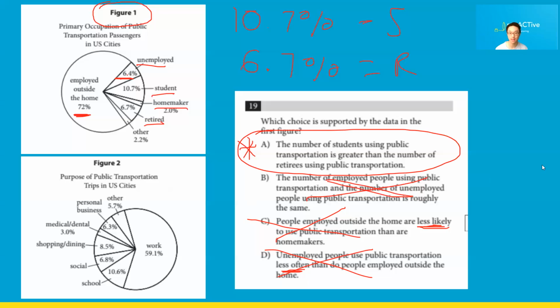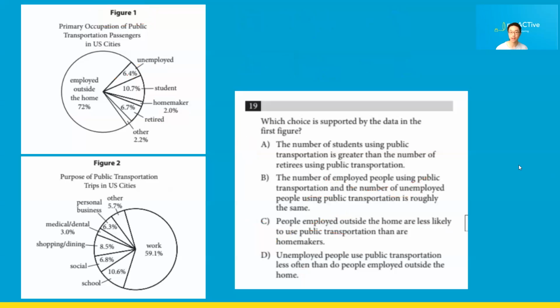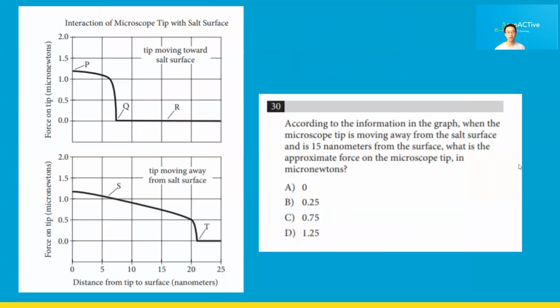Great job, guys. Let's try another one. So take some time to pause the video, answer this question, and in a bit, I'll go over it with you.